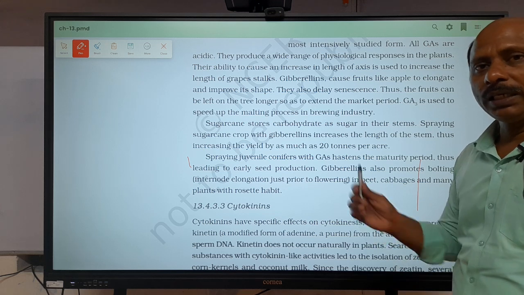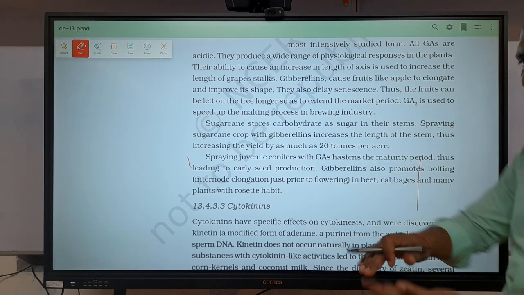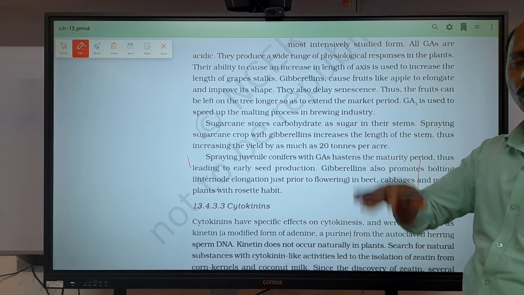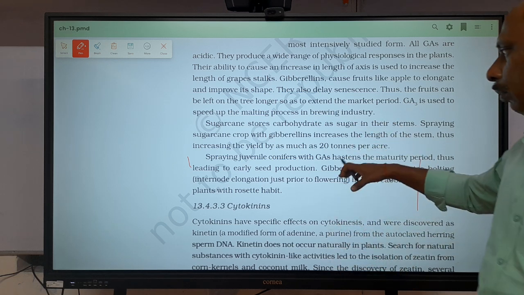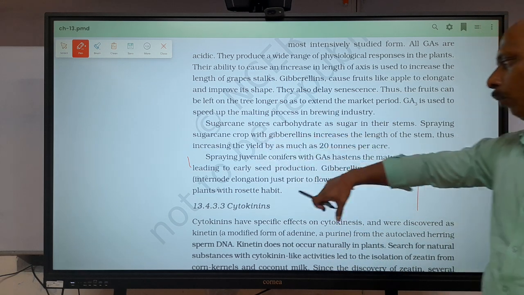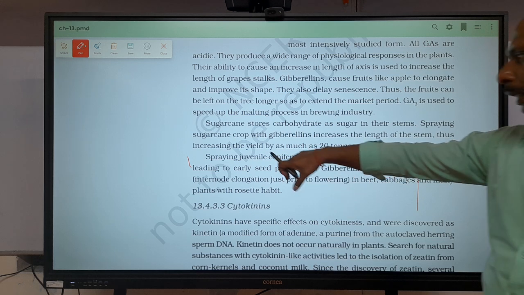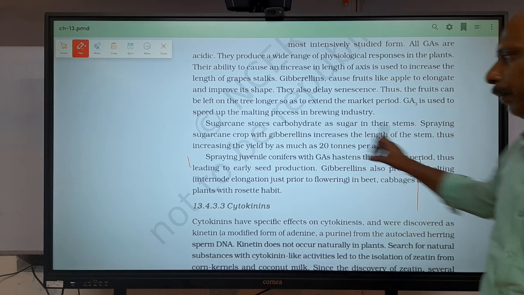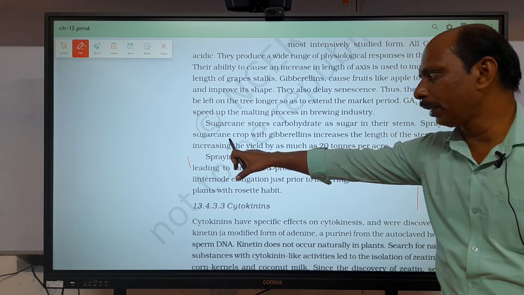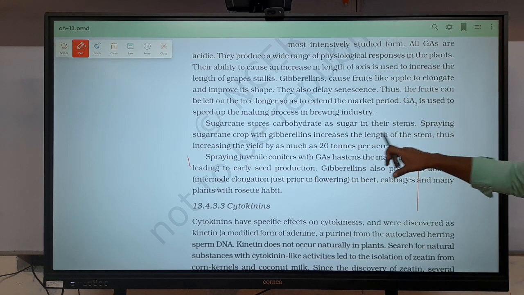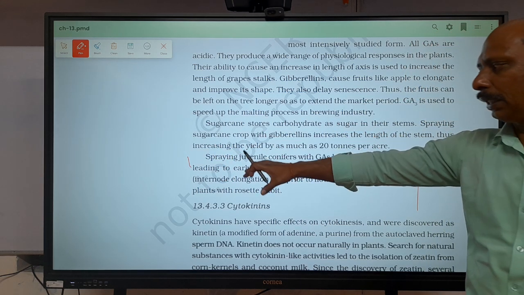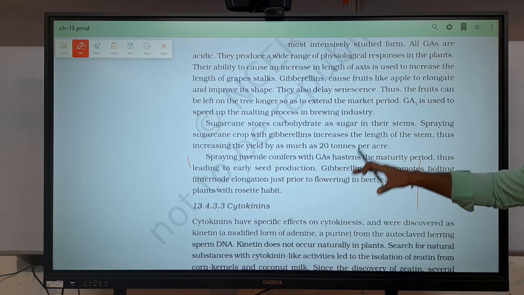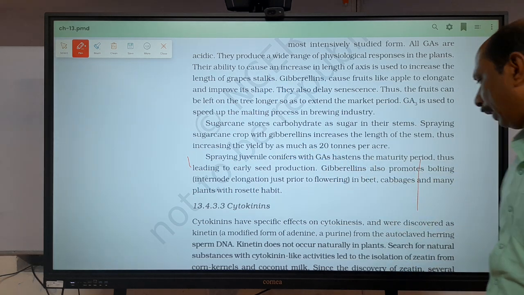per acre, we spray this gibberellin and the internodes become elongated. When internodes elongate, it means more sugarcane plant is there, and more sugarcane plant means more yield. So sugarcane stores carbohydrate as sugar in the stems. Spraying of gibberellin on the sugarcane crop increases the length of the stem and thus increases the yield by as much as 20 tons per acre.